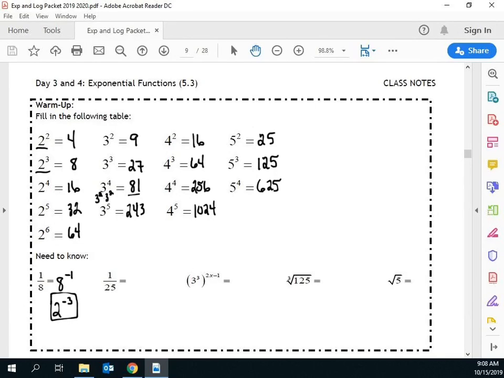So let's go and do that information. Let's take that and see what we can rewrite as 1 over 25. Well, let's take it a different angle. How can I rewrite 25 as an exponent? 5 squared. And now I need to get rid of the 1 over. It's negative.